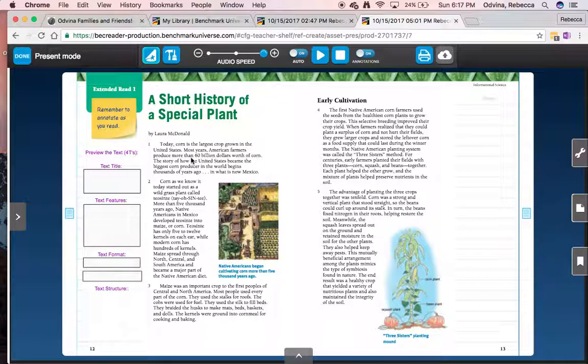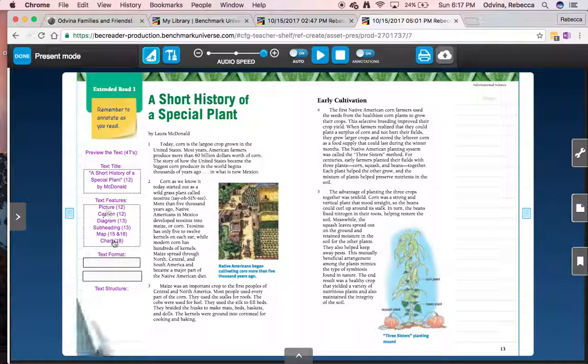Welcome back, 5th graders. So we're getting started. You should have A Short History of a Special Plant by MacDonald, and right next to it I have the page number where I located that, and that was on page 12. Some of the text features that you might have are: there's a picture on page 12 along with a caption. There's a diagram along with labels. There's a subheading, Early Cultivation. There's a map on page 15 and 16, and I located a chart on page 18.